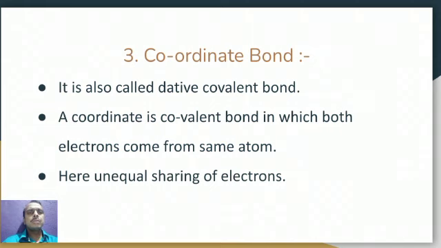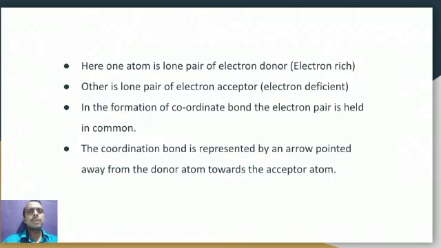Number 3, that is the coordinate bond, also called the dative covalent bond. A coordinate bond is a covalent bond in which both electrons come from the same atom, and here unequal sharing of electrons takes place. That means whenever the coordinate bond occurs in the molecule, the electrons come from the same atom. That means unequal sharing of electrons takes place.